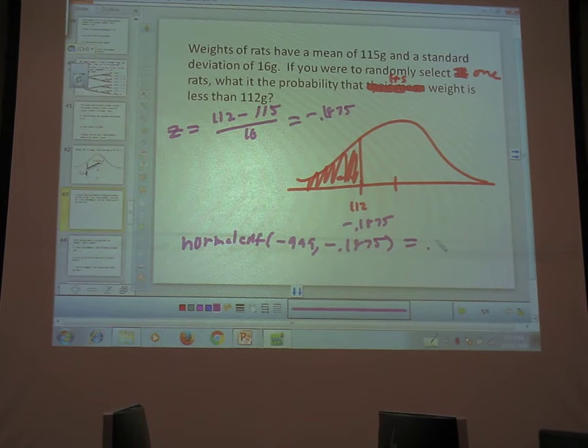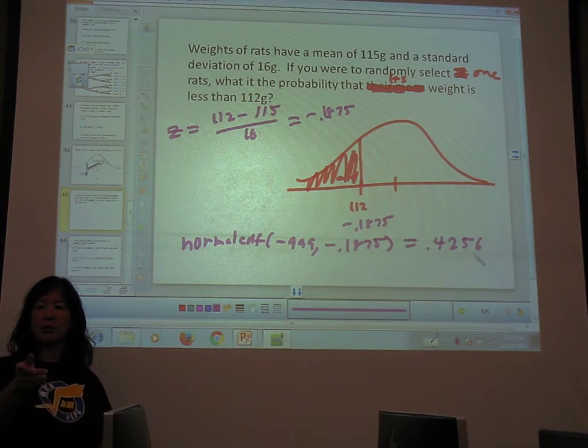0.4256? Yes, 0.4256. Okay, if you didn't get that, or you got something else, make sure you didn't put in... a lot of times people want to put a... did you get the same thing?